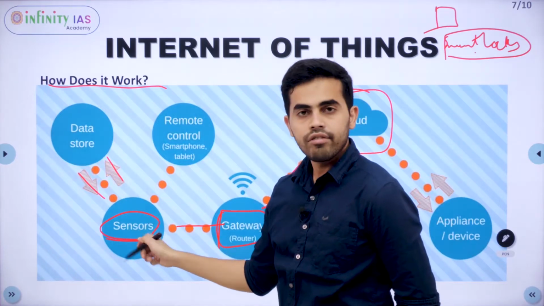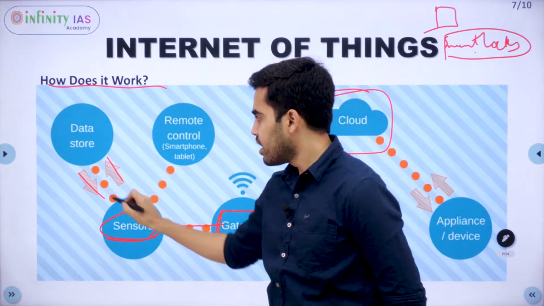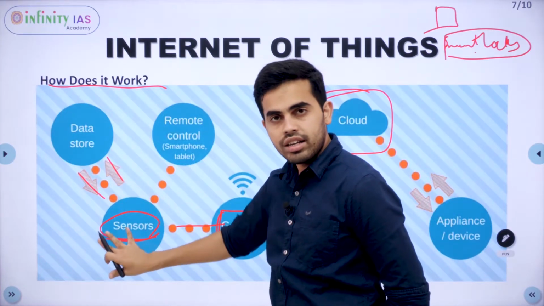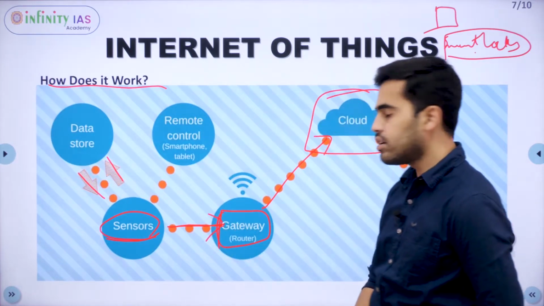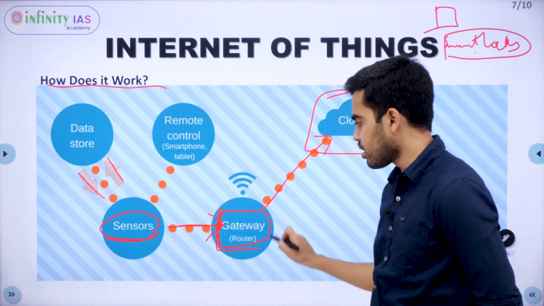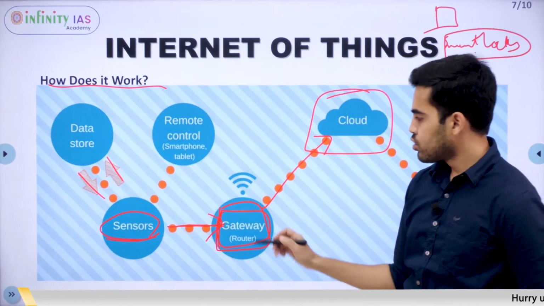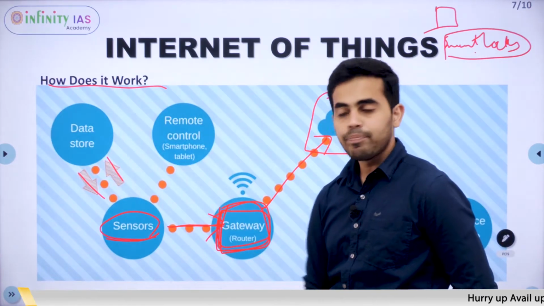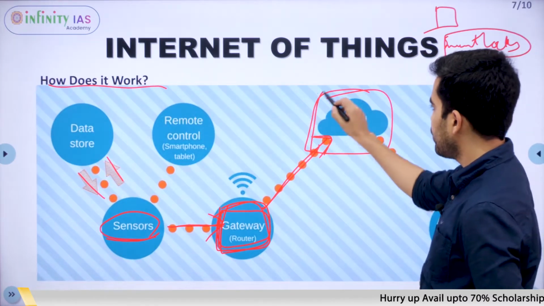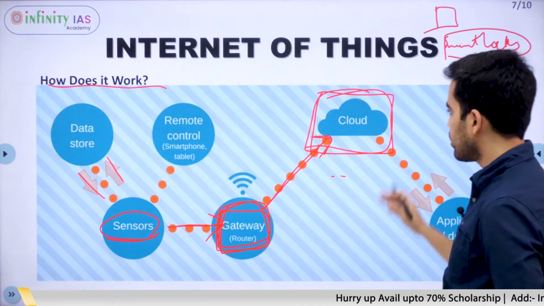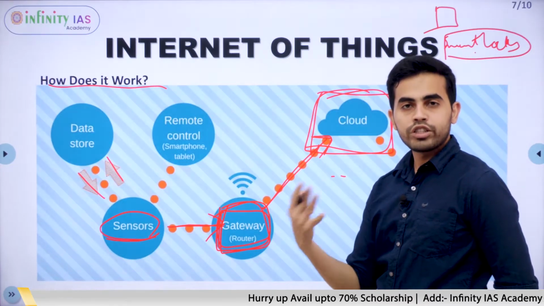Once you have opened the lock, the sensor will sense that the lock is opened. Then the data will be stored in the smart lock as well, and it will be sent to the gateway, that is the router. We have devices like Google Home or Google Nest. Such things are gateways. They will send it to the cloud directly, where it will be processed. The processing will be like, someone has opened the door, so what should be done?